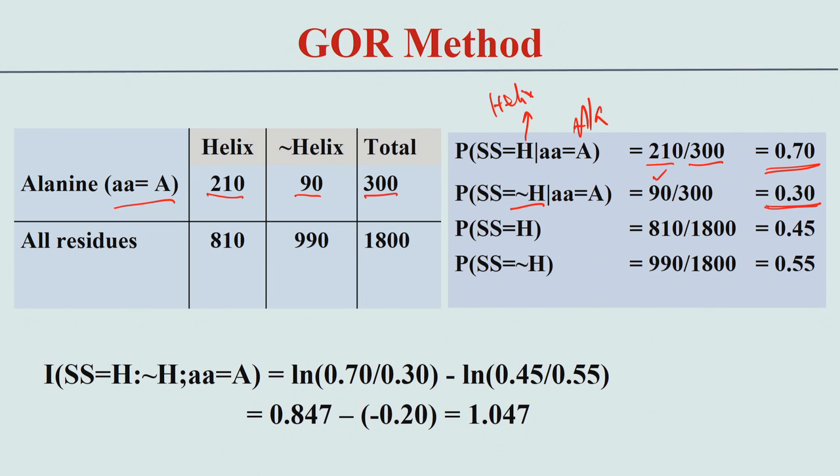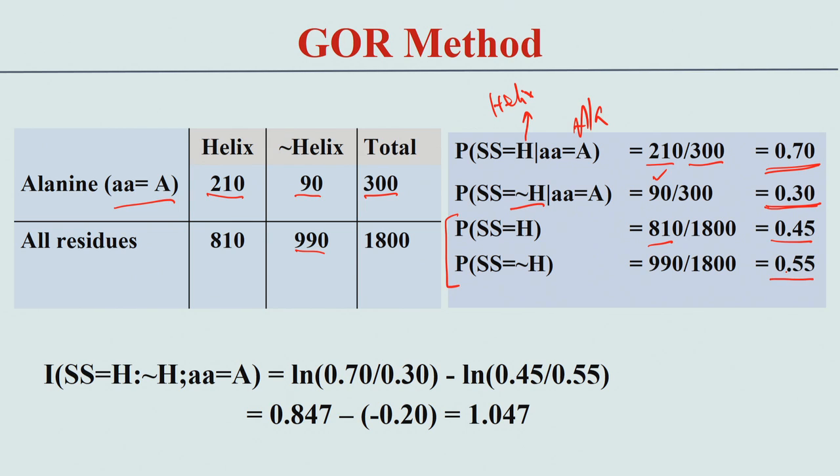Now, this is for a particular residue, then go with the full residues, full proteins, all the residues. So, if you take the secondary structure helix, how many residues are in helix? 810, right. If you take 810 and normalize with the total residues 1800, this will be 0.45. Now, how many residues are not in helix? You can see 990 divided by 1800, this is 0.55.